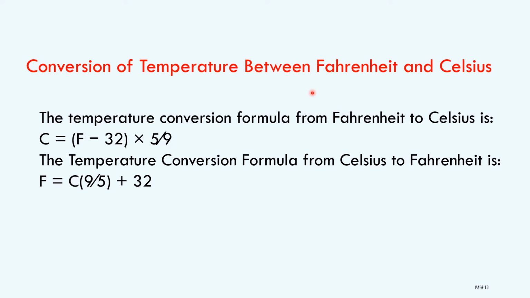Conversion of temperature between Fahrenheit and Celsius. The temperature conversion formula from Fahrenheit to Celsius is Celsius equals Fahrenheit minus 32, this one inside the bracket, into 5 by 9. The temperature conversion formula from Celsius to Fahrenheit is F equals C into 9 divided by 5 plus 32.